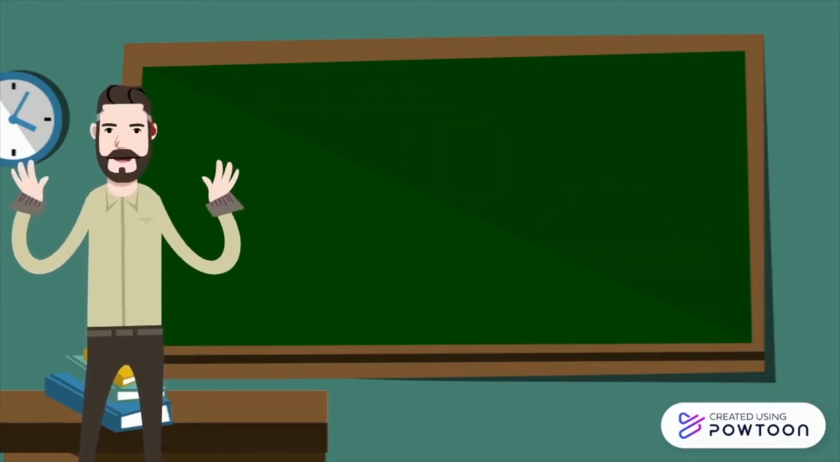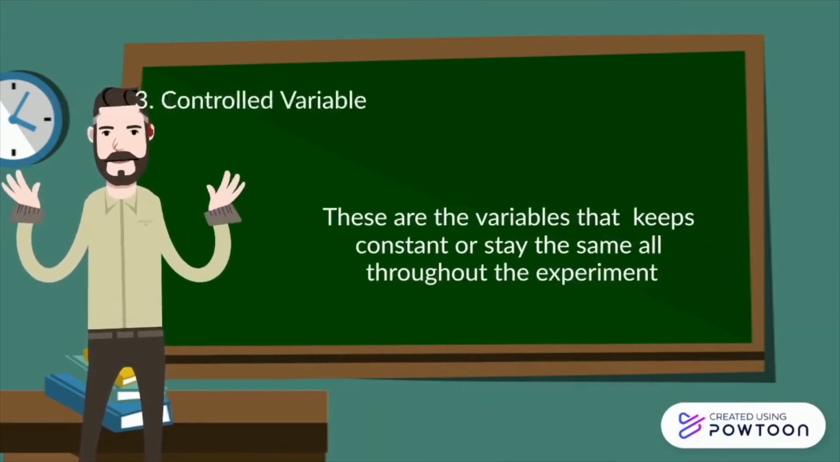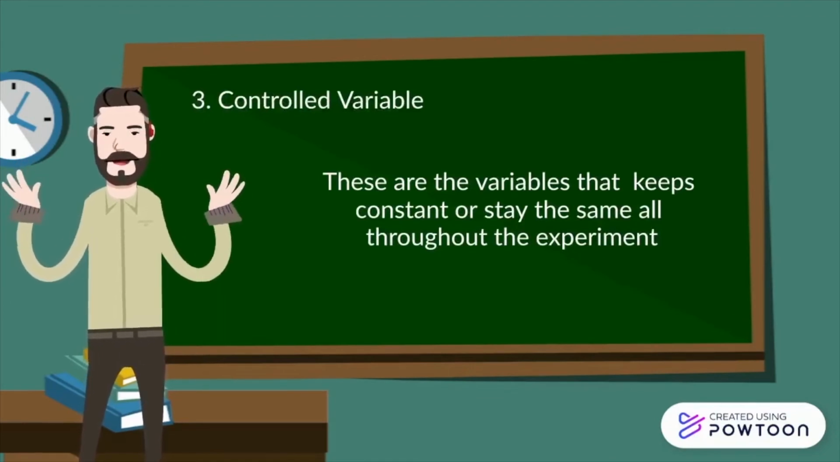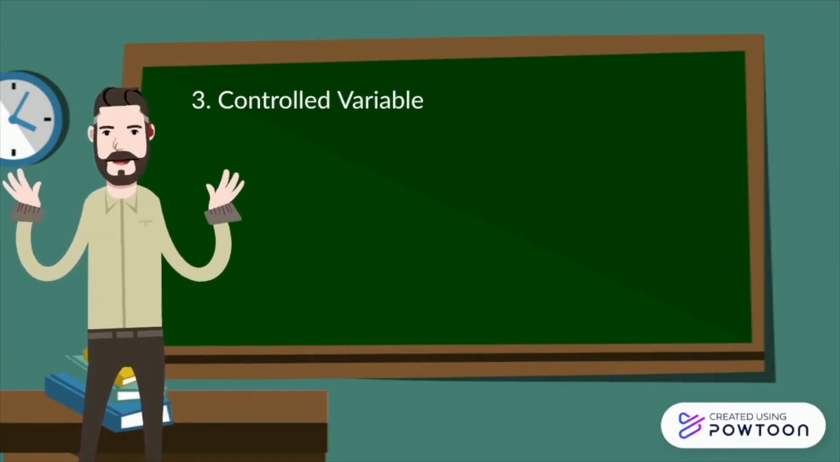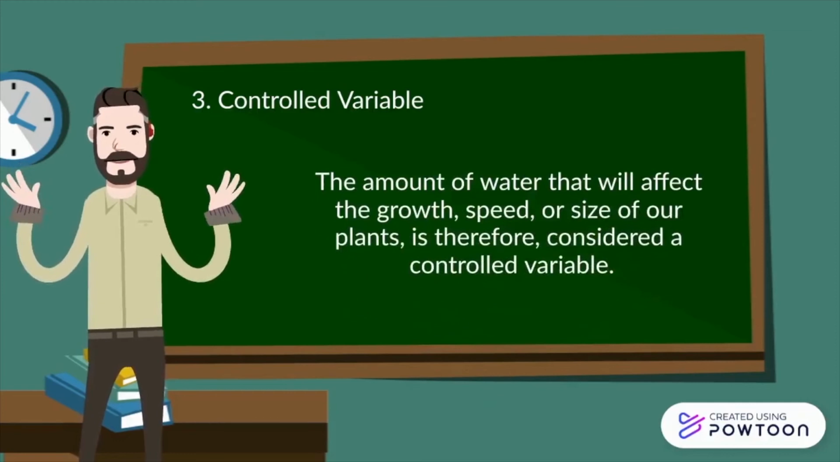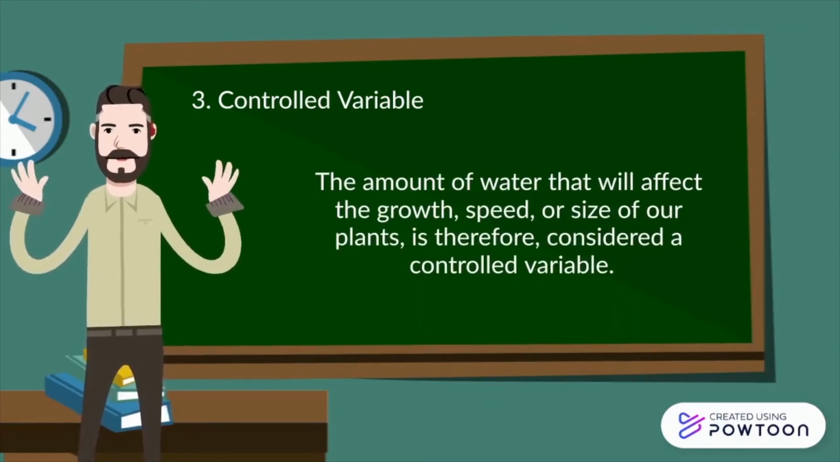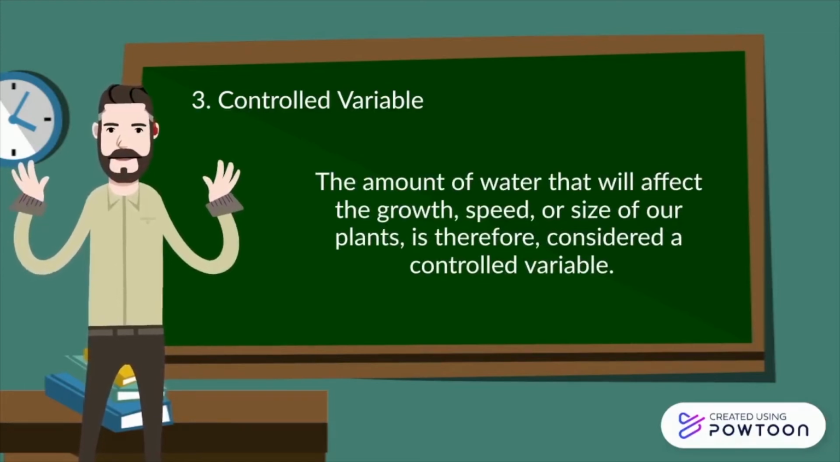And lastly, one kind of variable is what we call controlled variables. These are the variables that are kept constant or stay the same all throughout the experiment. For instance, the amount of water will affect the growth, speed, or size of our plants. It is therefore considered a controlled variable.